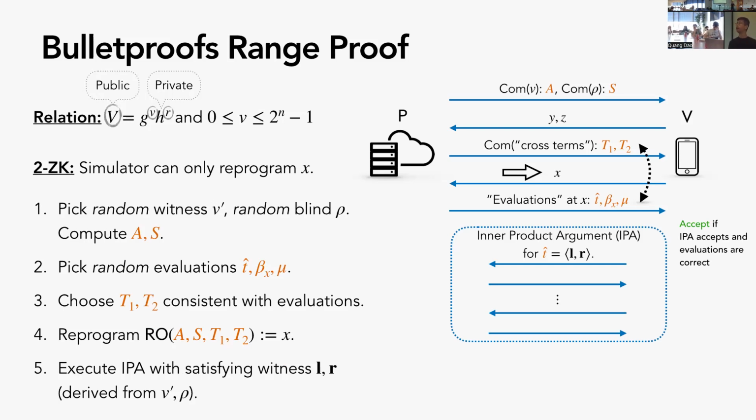And finally, because we chose the random witness b prime and rho, we actually have a valid witness for the inner product argument, and we just execute that honestly. And that is going to be our simulator.